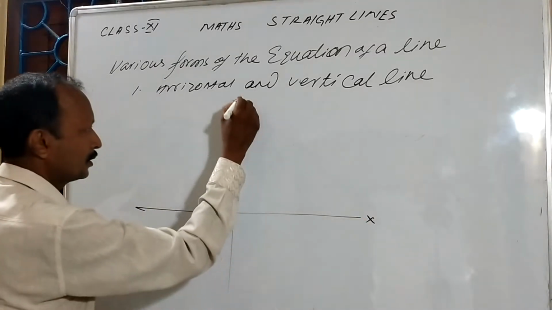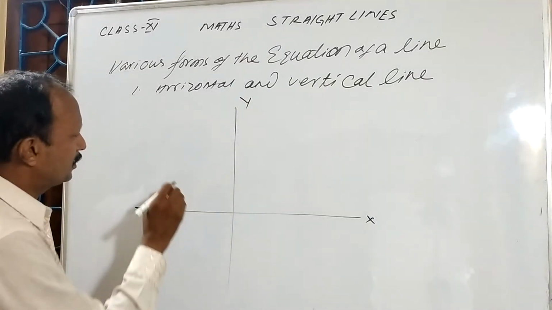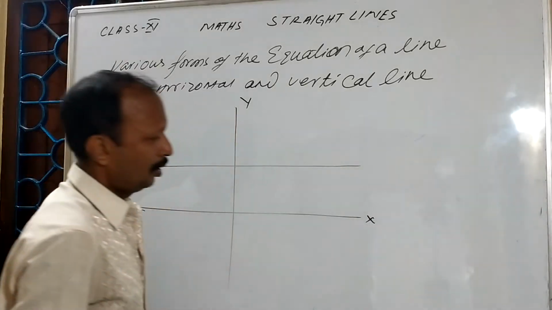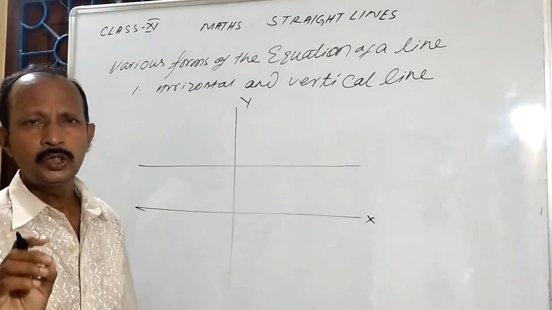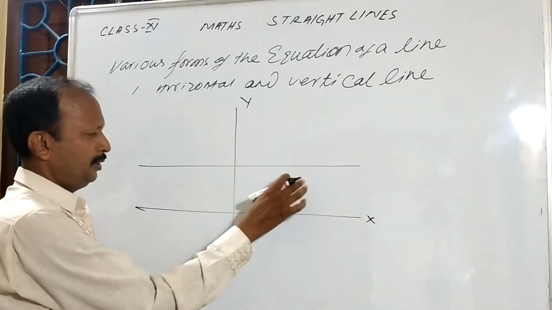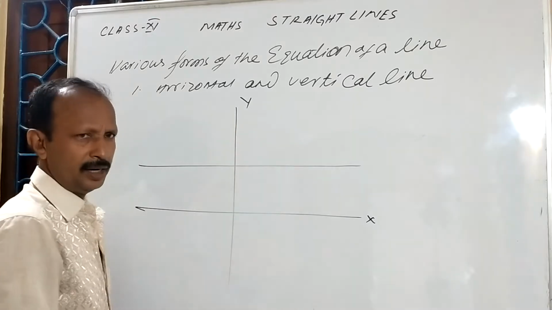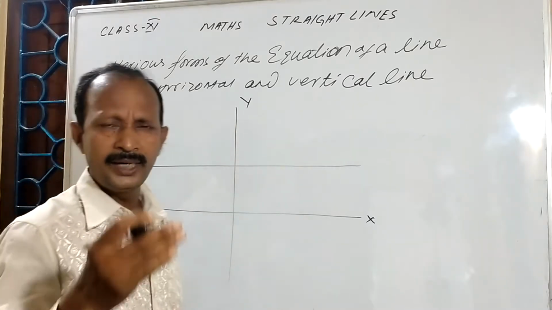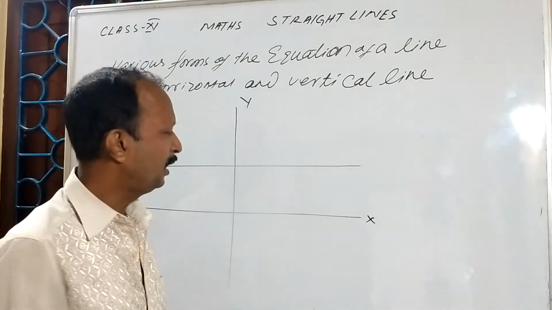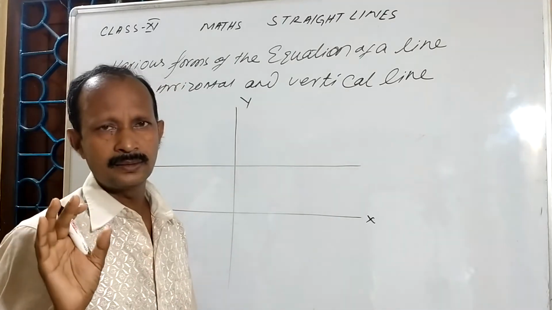The x-axis, this is the y-axis. This is a horizontal line to x-axis. The line may be here, may be here, may be here, may be here. So there are infinite number of lines, which will be parallel with the x-axis.